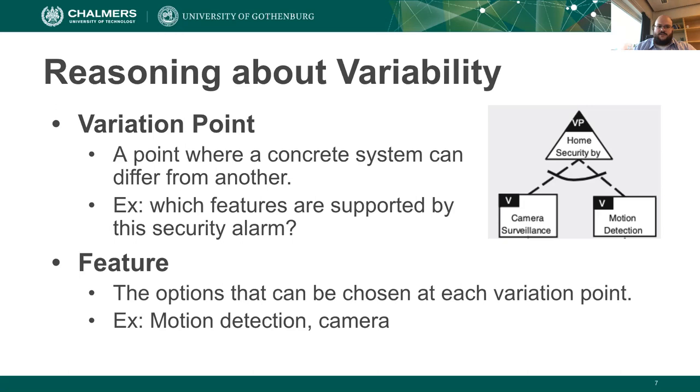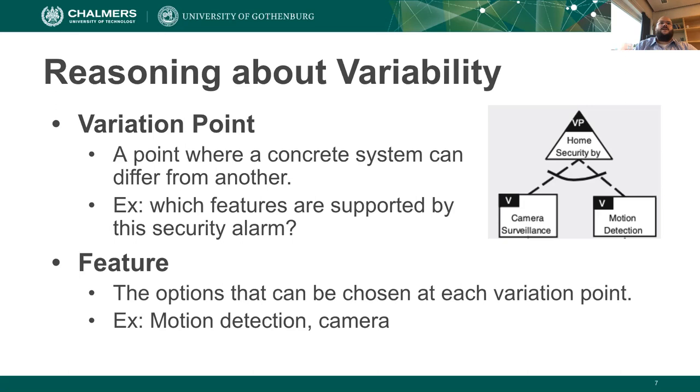So for example, we might have a security alarm, and we have a product line that supports different kinds of security alarms. And those security alarms might perform different kinds of detection, right? So which are going to be supported by one concrete model of our alarm? Well, maybe some support cameras while others rely on motion detection. And maybe we have some who support both. Well, this is the point where we make a choice. It's a point where we can distinguish between different concrete instantiations of our product line.